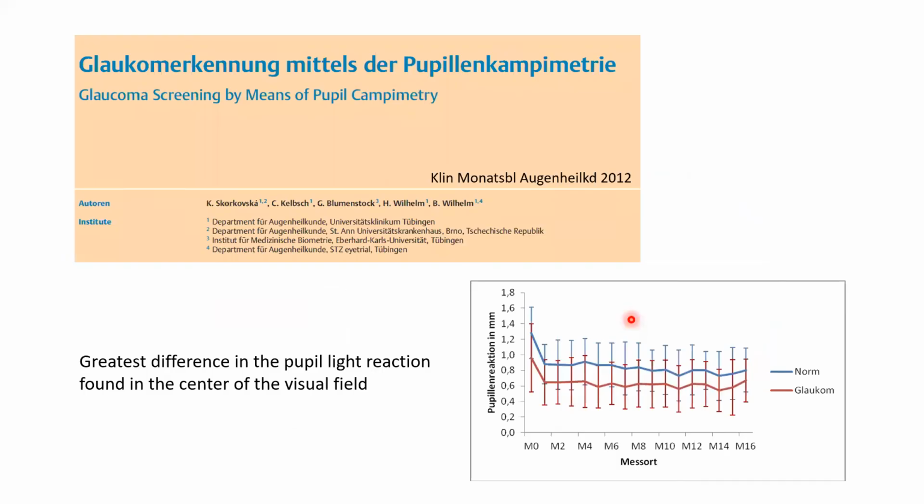And when we compared the pupil light reaction in glaucoma patients and healthy subjects, we found a significant difference at all tested locations in the visual field. But the greatest difference was in the center of the visual field, which does not really correspond to the classical idea of visual field progression in glaucoma.